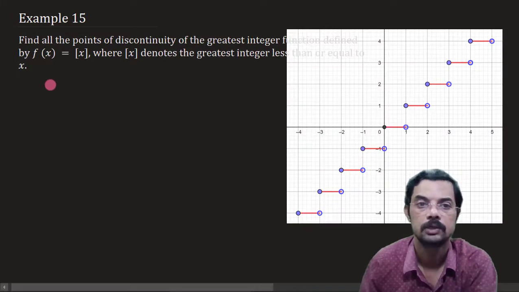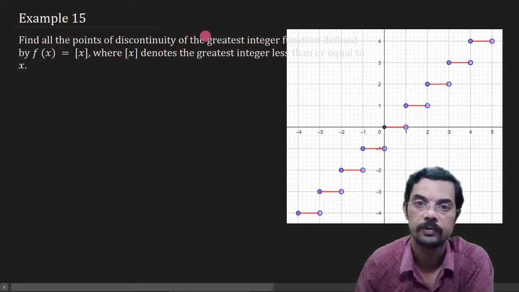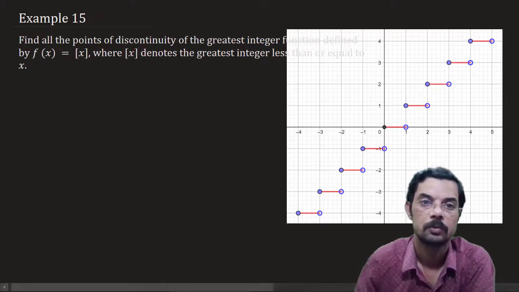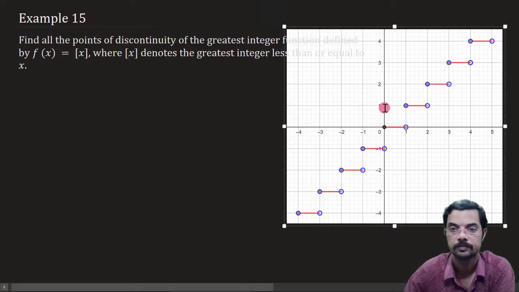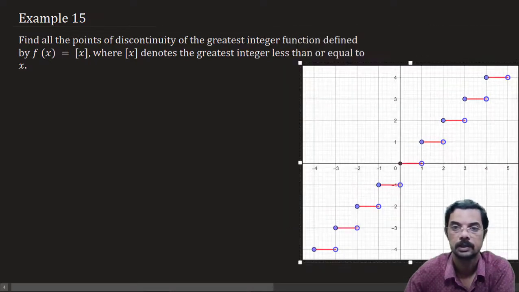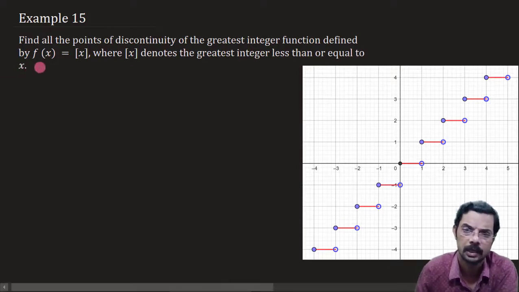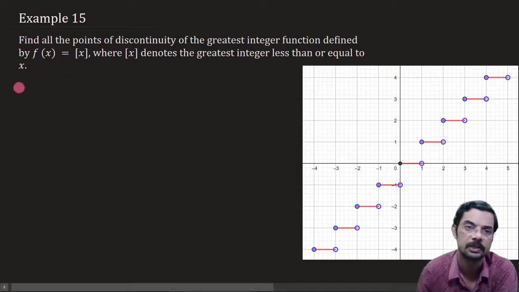Okay, so that's it. Now we shall move on to the next question, example 15. Okay, look at this function. Let us find all the points of discontinuities of the greatest integer function, which is defined by f of x equal to bracket of x. This function is like this. Now here let us take any integer c. We can clearly see from the graph that it breaks at any integer, right?